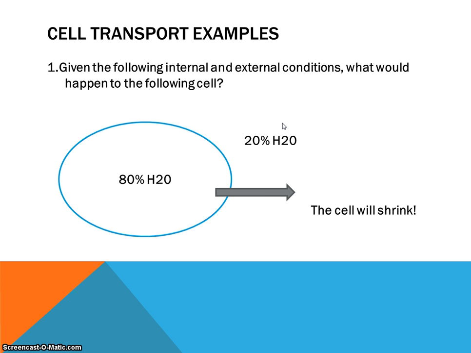High to low. If it went this way, then we'd just be dumping more water into the cell and the cell would grow, and then the water on the outside of the cell would not be equal at all. Okay, it's about keeping things equal. Let's try some more.